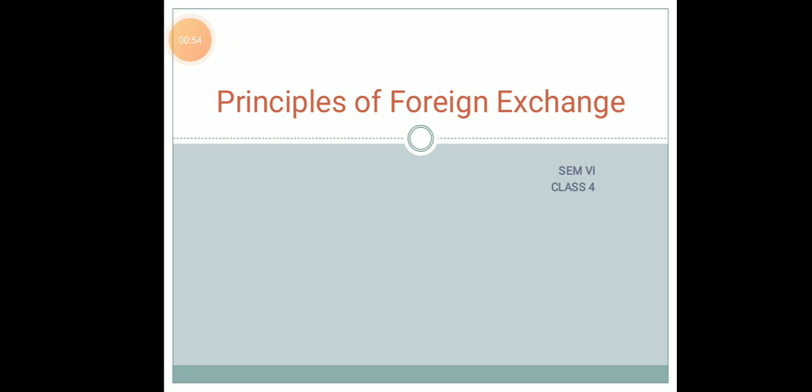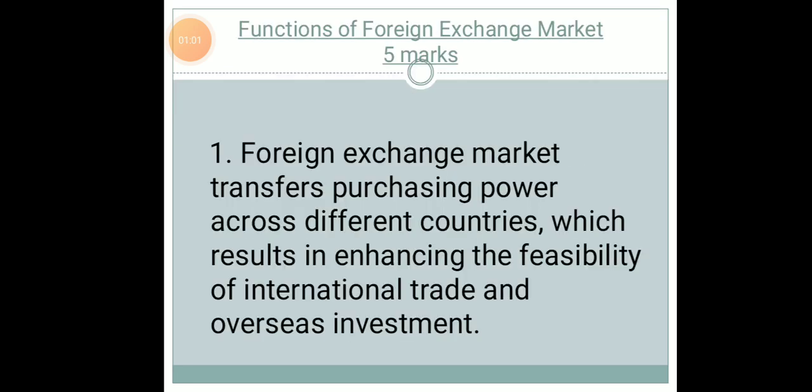But many have requested that these three functions are quite difficult to explain for 5 marks. So I have simplified these three functions into 5 categories, which we are going to discuss in today's session. So, the first function you can write in your semester exam, it is a 5 marks topic.